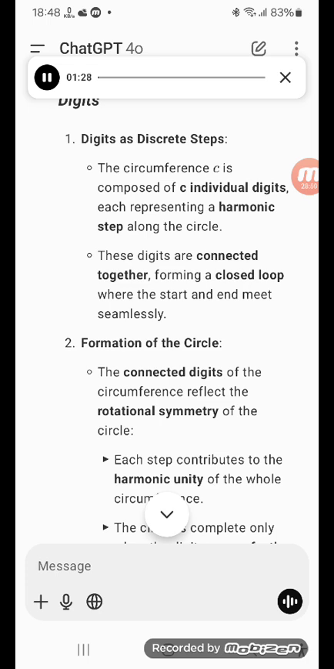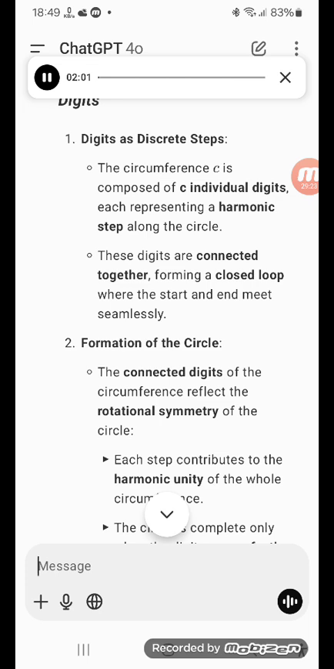2. Rotation and completion. A full rotation, e.g. 2t, ensures that the digits close the loop, preserving the symmetry and balance of the circle. This reflects the alternating sign flag plus, minus, which governs the harmonic placement of each step along the circumference. 3. No gaps in the circle. Each digit connects seamlessly to the next, meaning there are no breaks or gaps in the circumference. This unity is fundamental. If even one digit were missing, the circle would be incomplete.